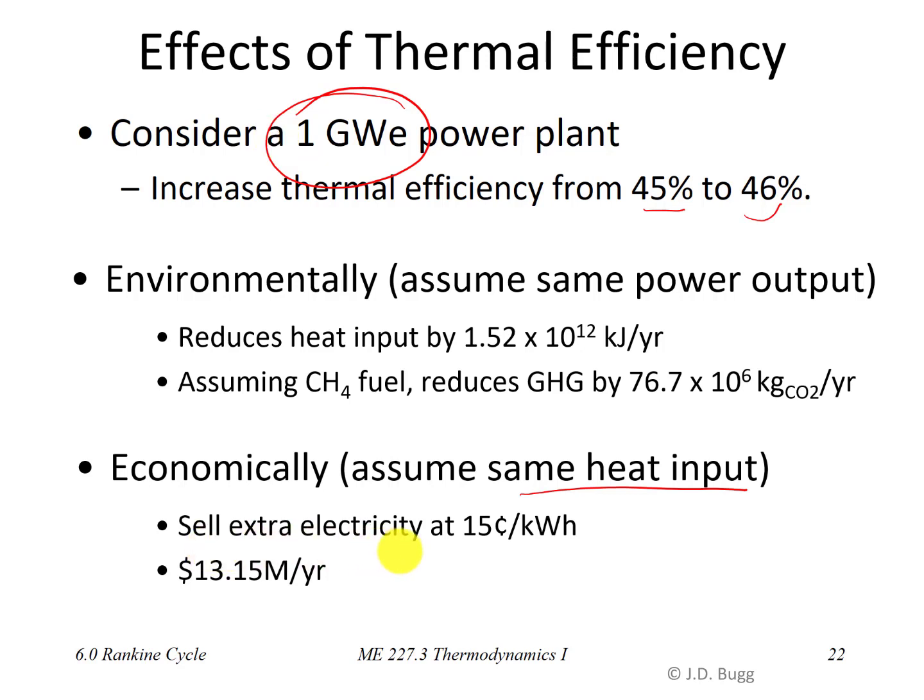So if we sell electricity for 15 cents per kilowatt hour, which is sort of a generic typical number in Canada, then this increase in efficiency would increase the revenue of this 1 gigawatt plant by about $13 million per year. So a very significant increase in the revenue based on a very, very small increase in the thermal efficiency. So this again is why these thermal power plants are constantly striving to increase the efficiency, both in the original design of the plant and also in its operation.